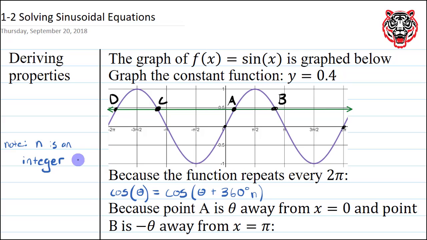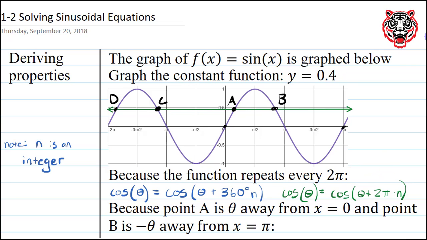Let's do that in radians. So this formula in radians looks like this. Cosine of theta is equal to cosine of theta plus what? What's 360 converted into radians? 3 pi over 2. Close. Oh, it's 2 pi. 2 pi radians. So 2 pi times n. So you can always add 360 degrees or always add 2 pi depending on if you're in radians or degrees.